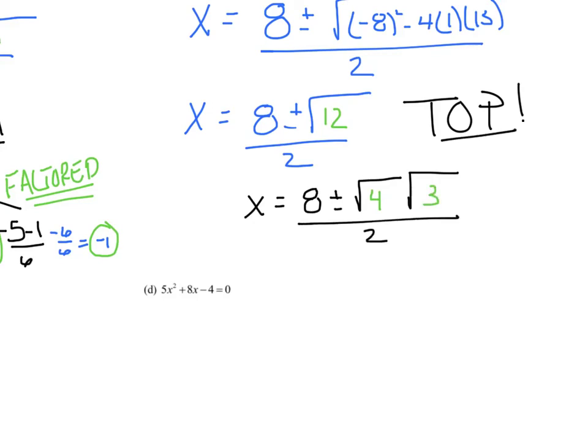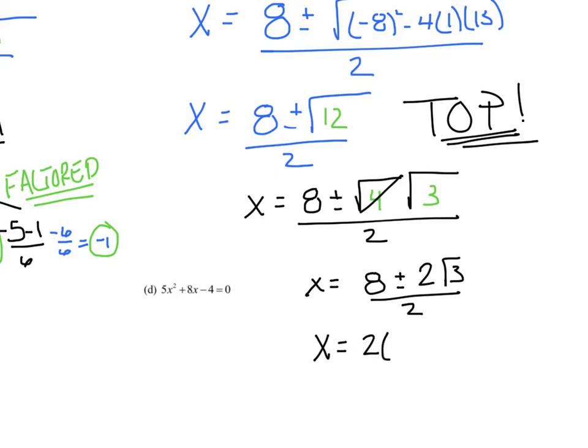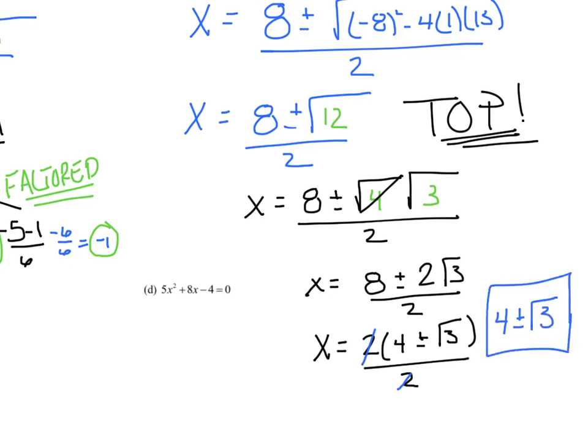And you keep cleaning up the top. X equals 8 plus or minus, that becomes 2 radical 3, divided by 2. Factor the top out. X equals 2 times 4 plus or minus radical 3, all over 2. And those 2's are going to cancel. So I get 4 plus or minus radical 3. So remember, there are two answers there. There's 4 plus radical 3 and 4 minus radical 3.